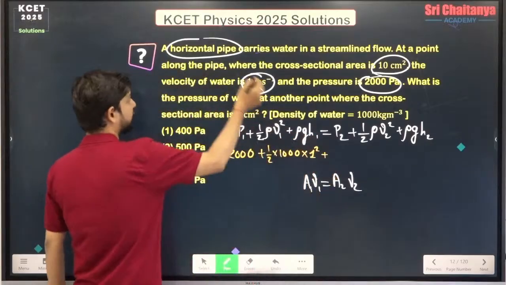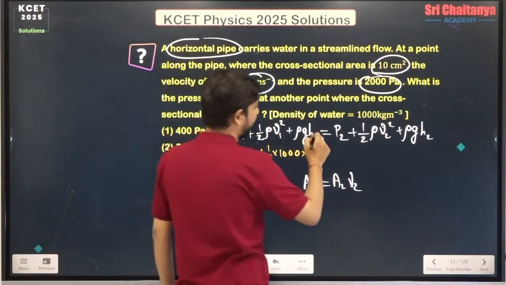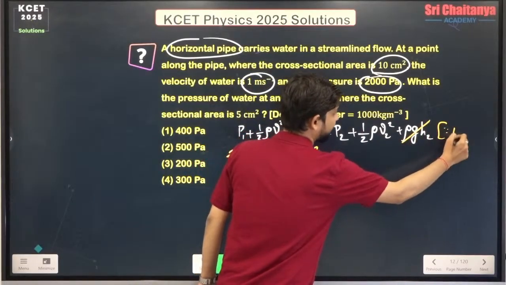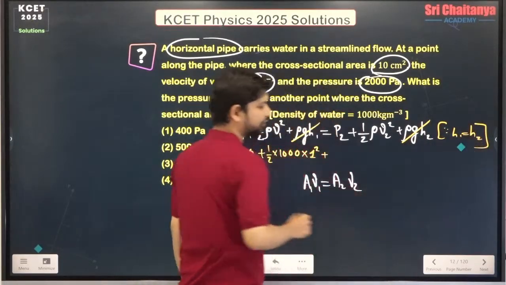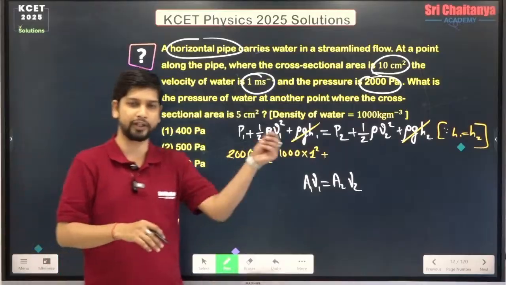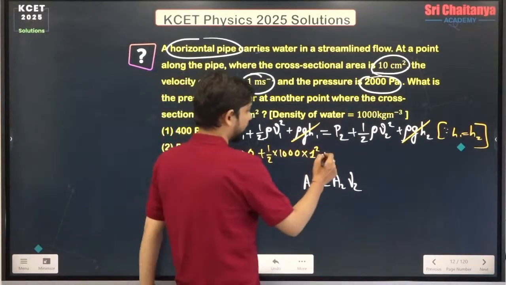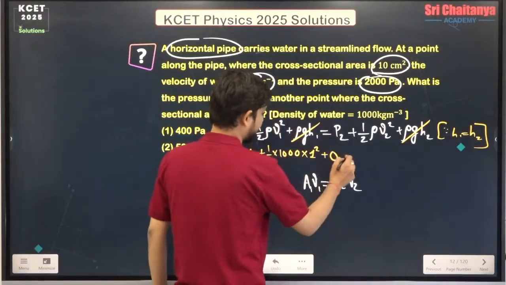Plus height. Talking about the height, it is given that it is a horizontal pipe, so height h1 and h2 are going to be same. So we can cancel the values because h1 is equal to h2. Are you able to understand? Because it is a horizontal pipe, the height of this end and the height of this end are going to be same. Now this is cancelled, so it is 0 plus pressure.